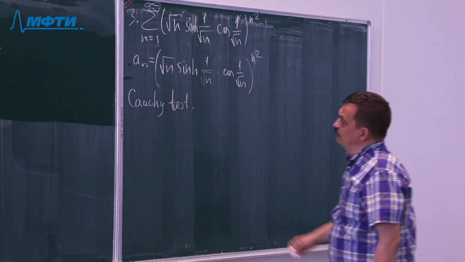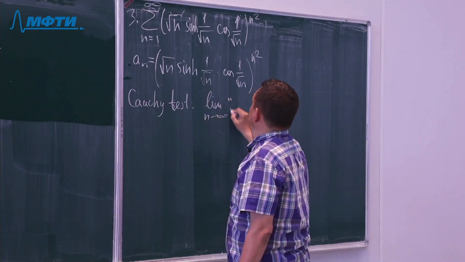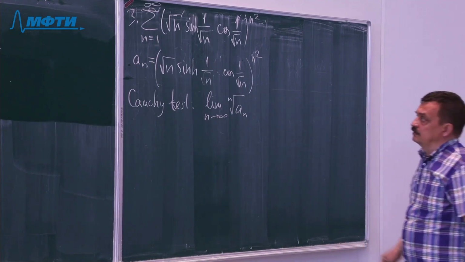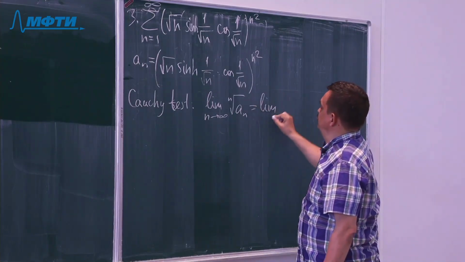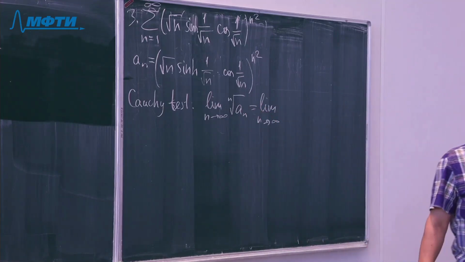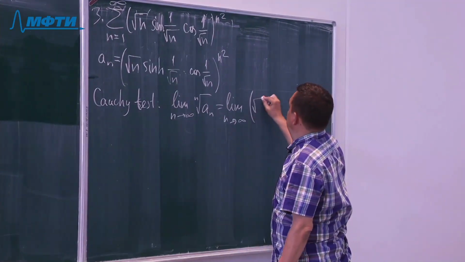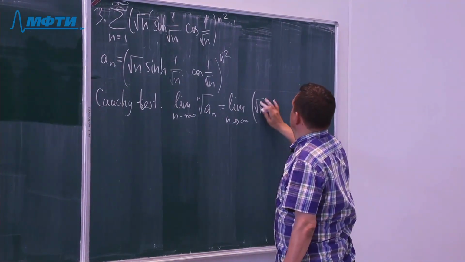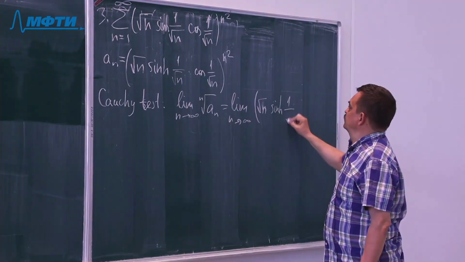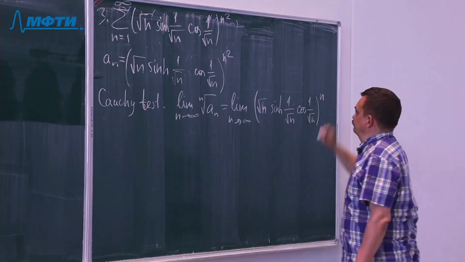So for that reason, in limit form, we need to compute this limit. So what is it? That is the limit. To take the nth root means to take power 1 over n. So it means we need to compute such a limit: square root of n times sine hyperbolic of 1 over square root of n times cosine of 1 over square root of n, to the power n.